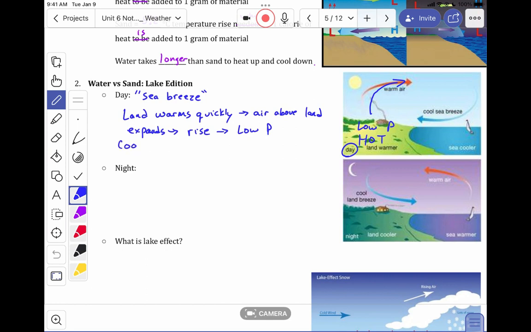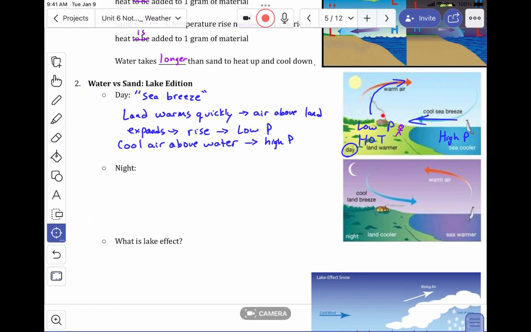So I'm going to say the cool air above the water. We know cooler air has high pressure. And so over here I'm going to have high pressure. Maybe I'll switch to red. So I have high pressure. And we know that areas of high pressure push towards areas of low pressure. So if you're the person here on the beach, you're going to have the air coming from above the water blowing towards you. So during the day, when the land gets warmer, you're going to have this air coming on land. So you'll have a breeze that's coming towards the shore.